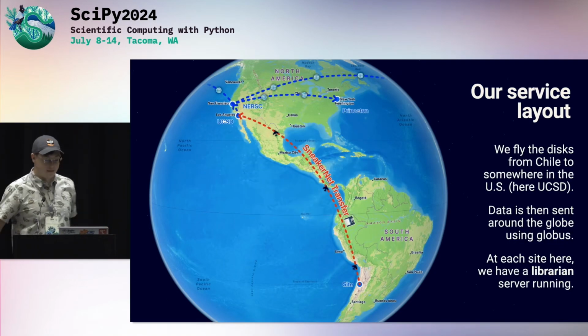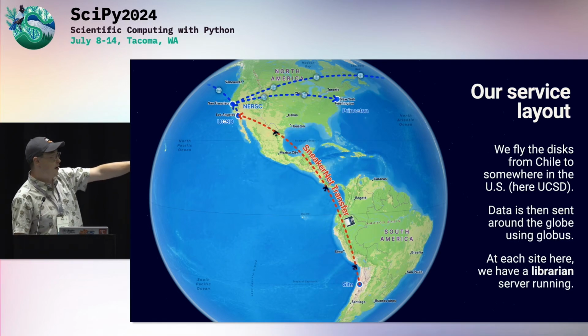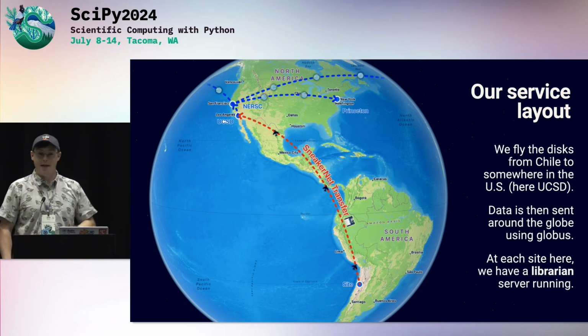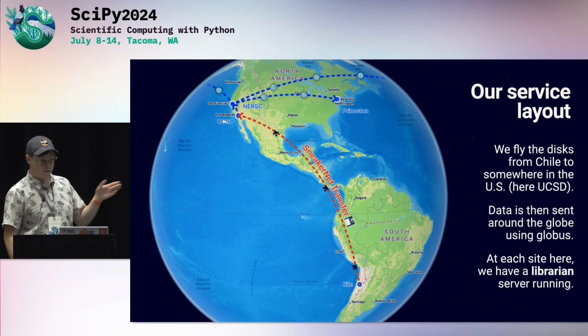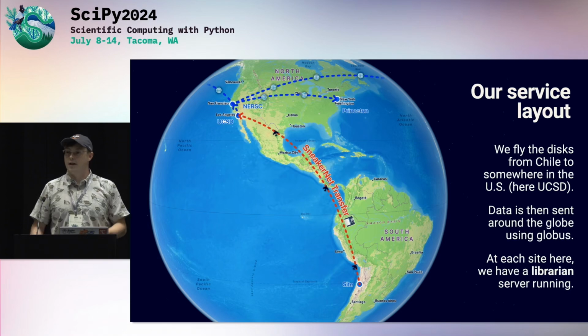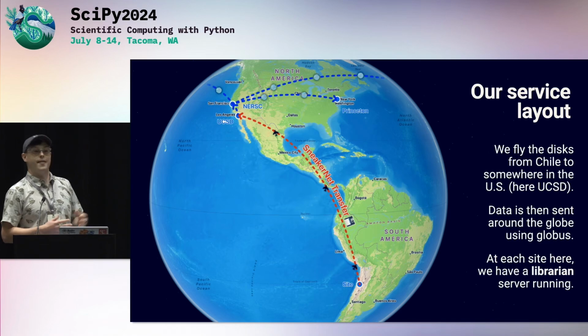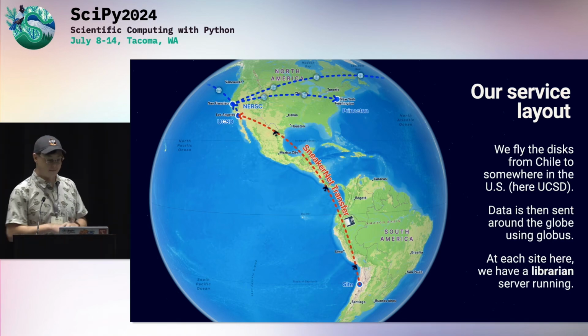So this is what our service looks like. Someone, as I said, gets on a plane with some hard drives in a Pelican case in Chile. They fly to North America, plug them in, and then we can Globus stuff the rest of the way. Each of our sites, at NERSC, at Princeton, on the East Coast, in the UK, and in Chile, has an instance of our server called the Librarian running. This Librarian basically makes sure that the data gets where it's going and that we didn't forget anything. Because as you can imagine, if you're carrying hard drives around, it's very easy to forget something, and you don't want to have to wait another week for the next hard drives to come.